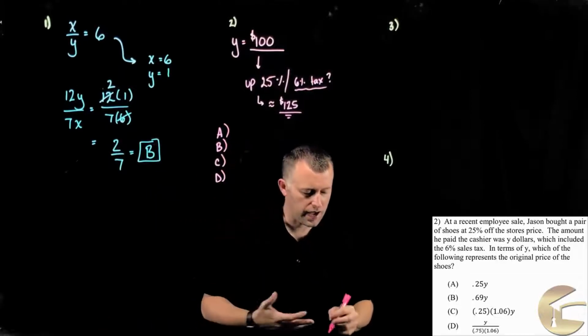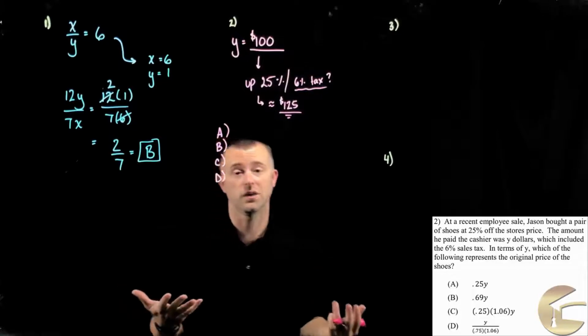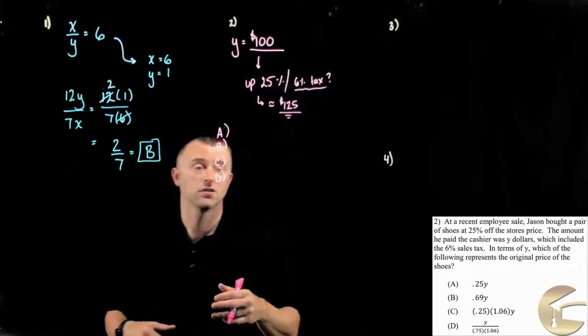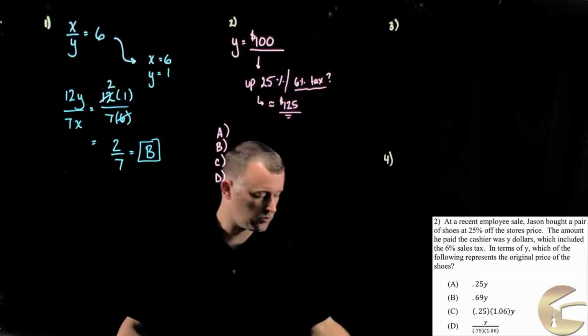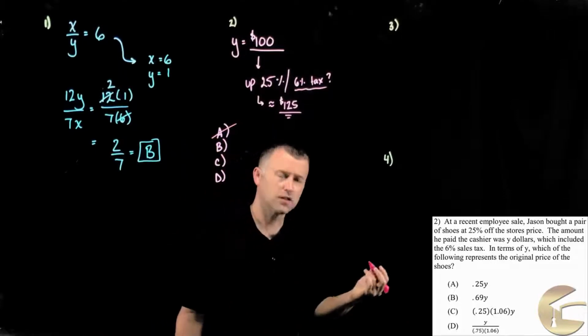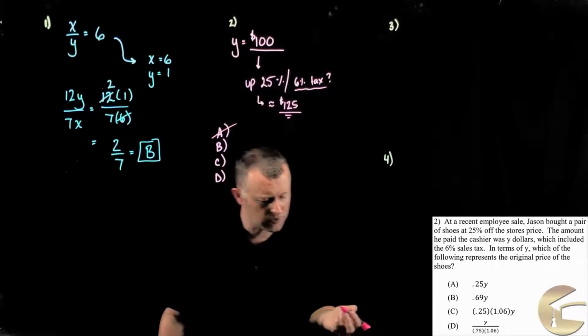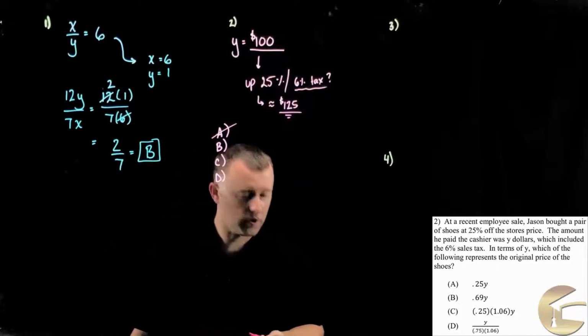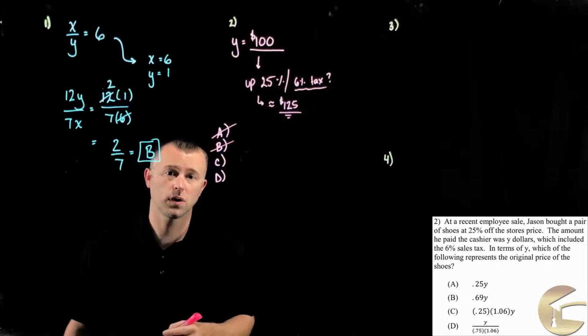Now, if you plug in A, 0.25 times 100, it's really nice when you plug in 100 because 0.25 times 100 is 25. So you know it's not going to be A. Next up, you have B, which is 0.69 times 100, so that's 69. That's not going to work.